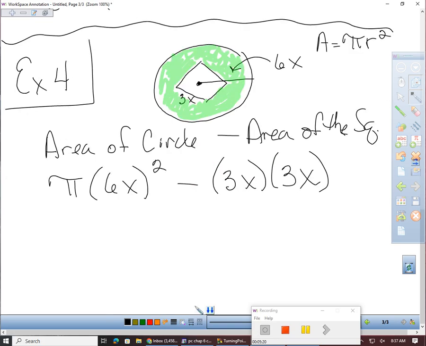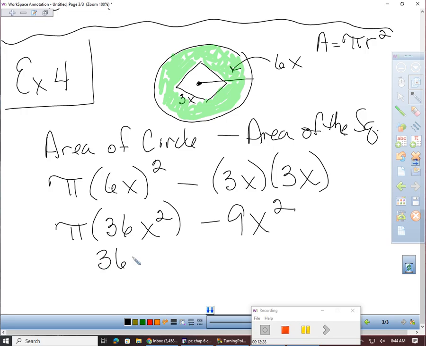All right. So let's kind of simplify this a little bit. I have pi times, the squared has to go to both, so 6 squared is 36, and then we have x squared, minus, what's 3x times 3x? 9x squared, good, 9x squared. All right, so I've got to multiply this one by pi, so I have 36x squared pi minus 9x squared.